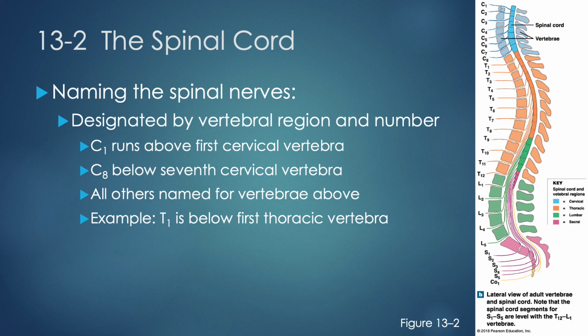So the next vertebra is going to be the first thoracic vertebra, and therefore we will have the first thoracic spinal nerve. So the first thoracic spinal nerve is actually running below the first thoracic vertebra. And for all of the others, they're going to be named for the vertebra that is above it. So for example, T1 is below the first thoracic vertebra. So it just keeps counting all the way down from there to keep things organized.